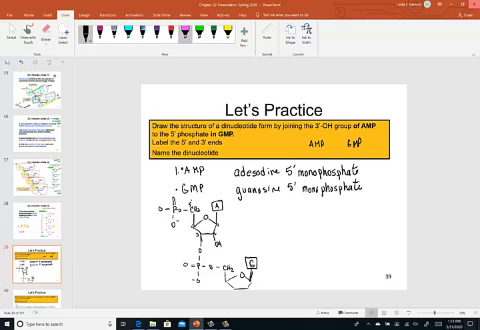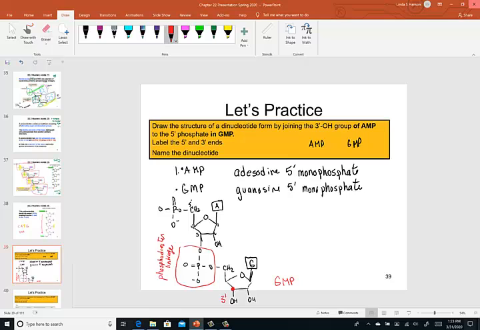Alrighty. And then I know down here at carbon 3, a free OH group, and at carbon 2, I need another OH group. My phosphodiester linkage is right here. That's the phosphate group that's joining together these two nucleotides. This nucleotide is GMP. It has a free 3' end. Right here is the 3' end.